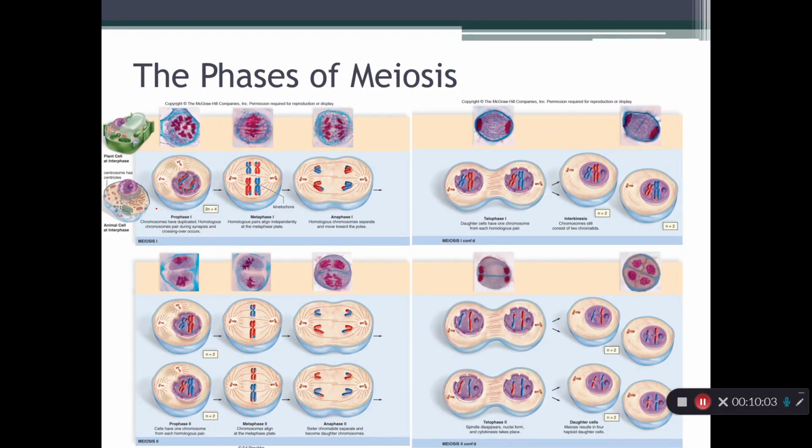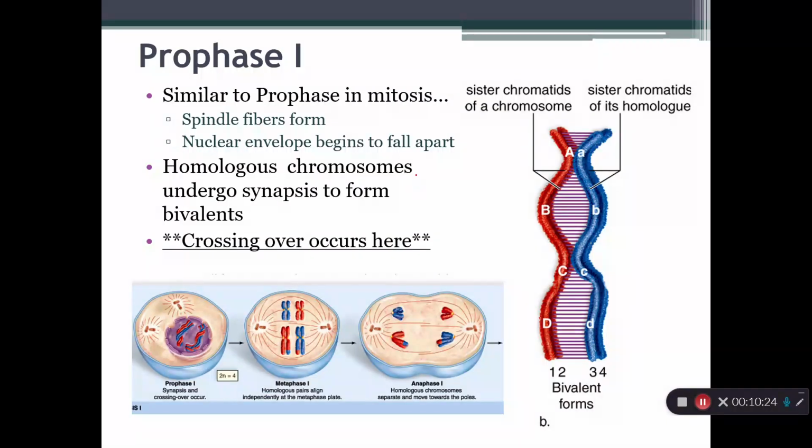This is a plant cell. This is an animal cell. Prophase, metaphase, anaphase, telophase. It starts to divide. There's interkinesis, and then here it is again. Prophase, metaphase, anaphase, and then telophase again. So you can see how the cell has two divisions.